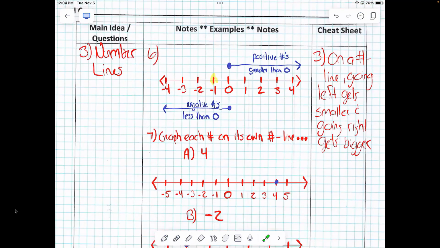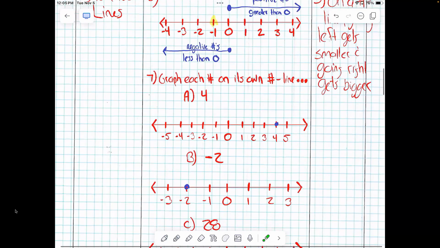Number lines. When we make a number line, we draw a horizontal line. We put 2 arrows on the ends. Why do we put arrows on each end? Because it never stops. It keeps going forever. Then what is this little line called? And we put a 0 in the middle. Then we have to decide how many numbers we're putting on each side of the number line. Does it have to be the same on each side? Yes.